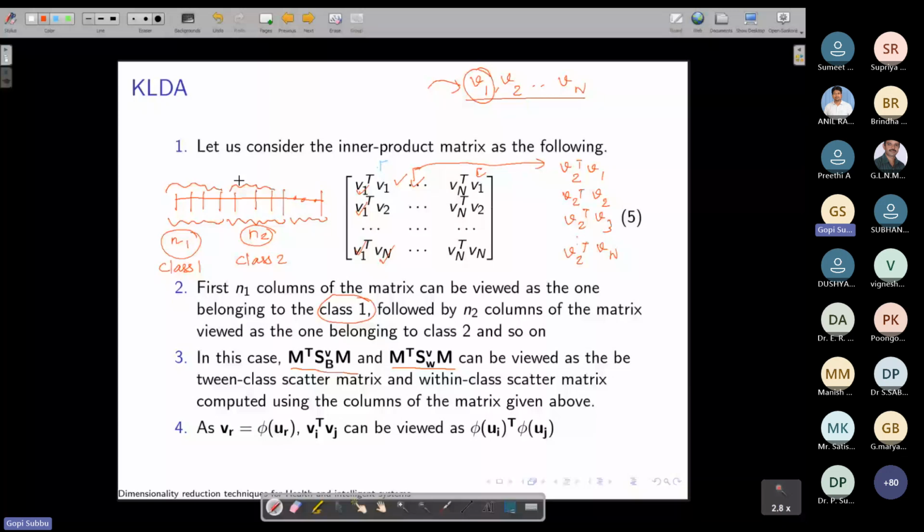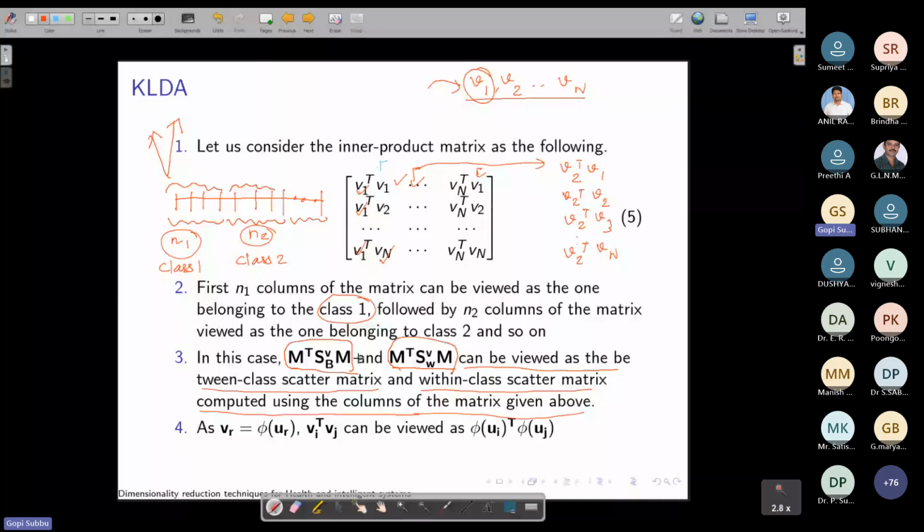If I compute the between class scatter matrix and within class scatter matrix for this, that is identically equal to M transpose SB VM and M transpose SW VM. That is what it says. They can be viewed as the between class and within class scatter matrices computed using the columns of the matrix given above. You use these vectors for finding the scatter matrices.